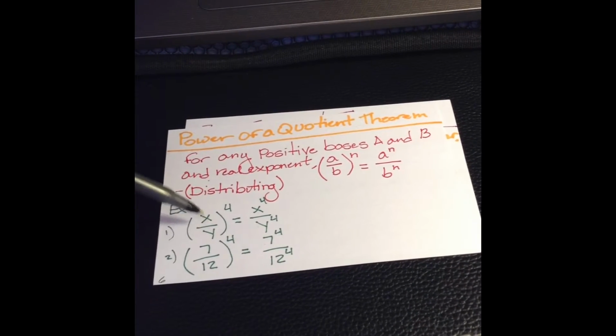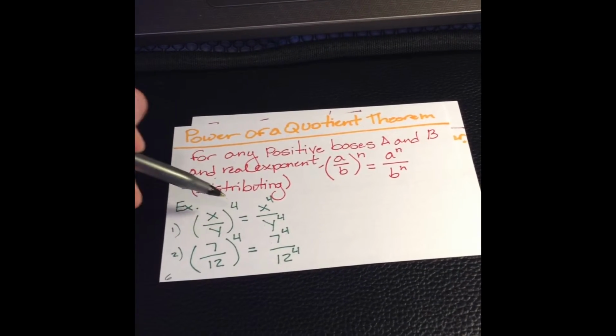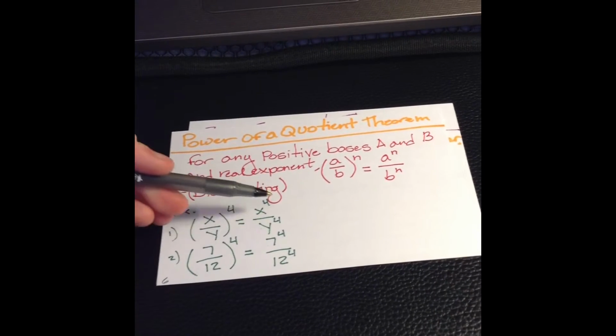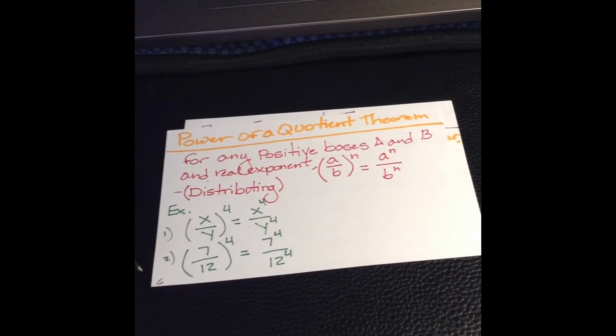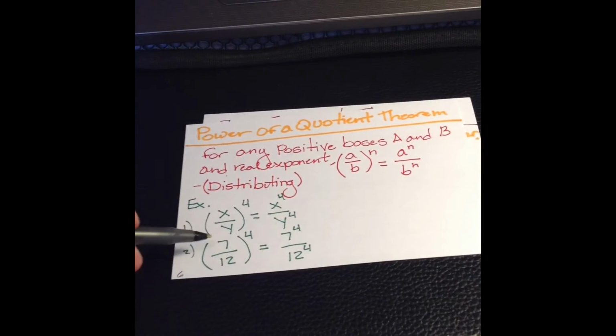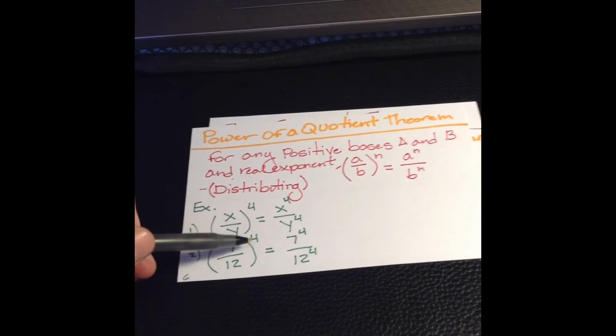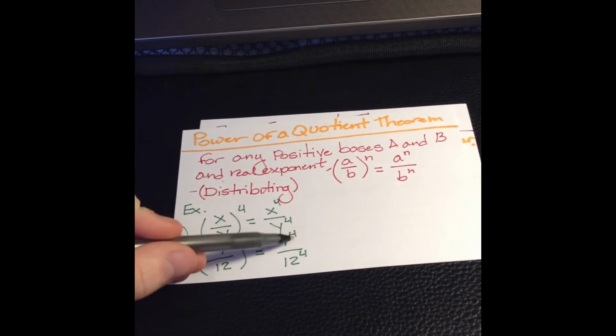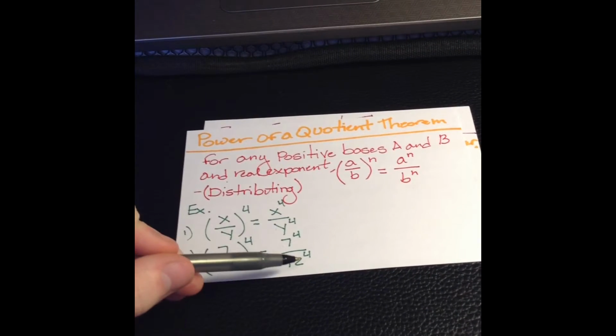An example, x divided by y in parentheses to the 4th power equals x to the 4th over y to the 4th. Another example could be 7 divided by 12 in parentheses to the 4th power equals 7 to the 4th power divided by 12 to the 4th power.